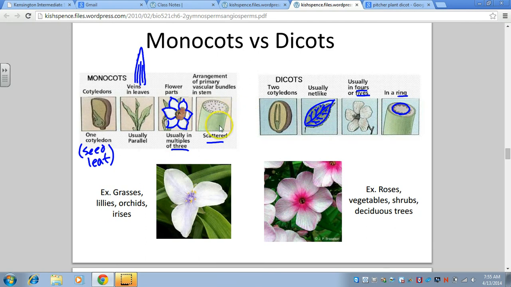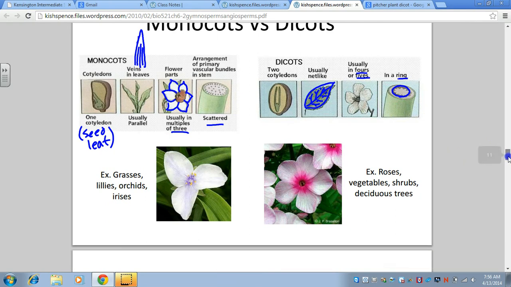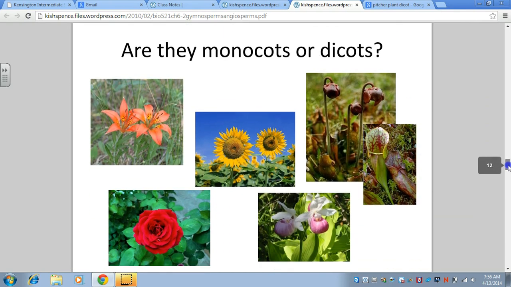The last thing that you can look at is how their vascular tissue, or vascular bundles, their veins, if you want to think of them like that, are arranged in the stem. So if you did a little cross section or cut through the stem and then looked at the end, and they're just kind of scattered, then that would be a monocot. If instead they form a ring, then they would be considered a dicot. So we're going to look at a few examples. Are they monocots or dicots?